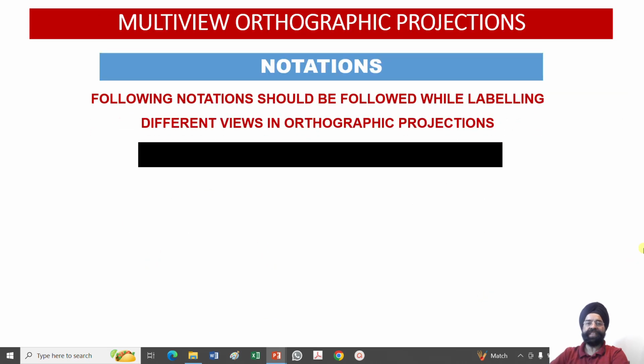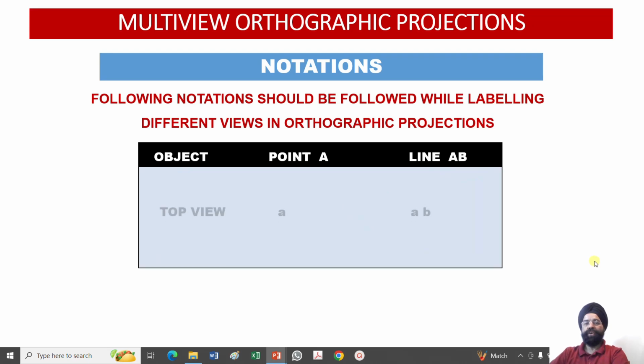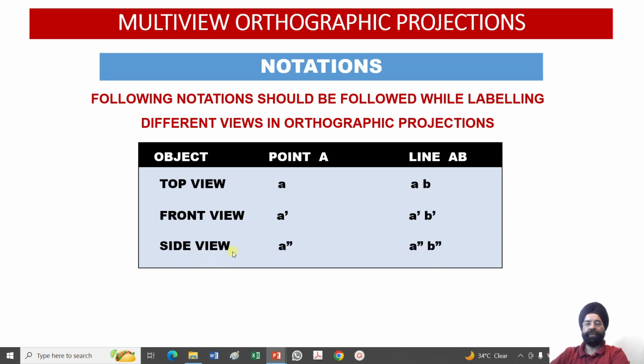Another example, here you can see the notations. The notations I have already given you. Whenever you draw the top view or the plan, the notation of point A will be A, or if it is a line, it will be AB. If multiple points are there, the notations will be small a, small b, small c. If you draw the front view, the notations will be small a dash, b dash, c dash. And if you draw the side views, the notations will be a double dash, b double dash, and c double dash.